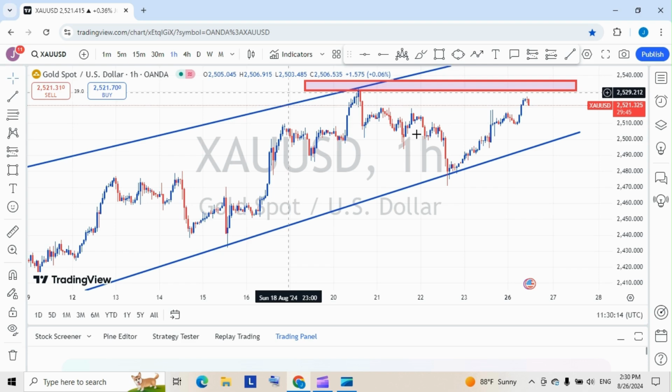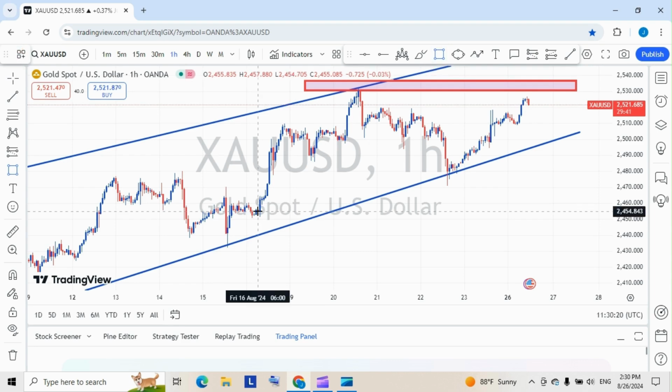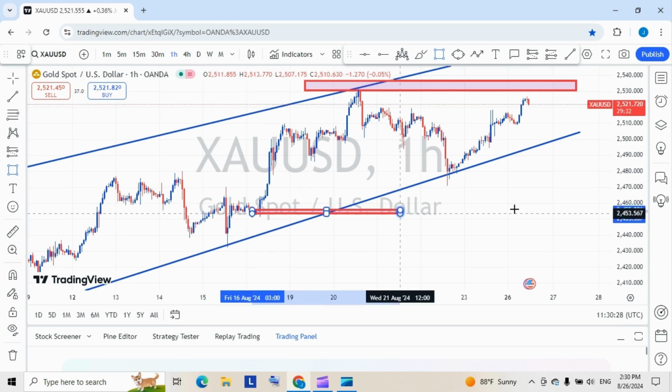Then you come again to the bottom here. Price has reached here as well, so we can also draw another key level here. This is just like support and resistance. We are just using support and resistance plus our trend line.